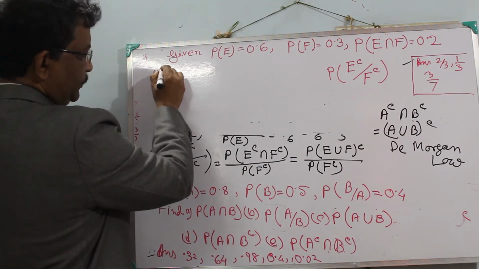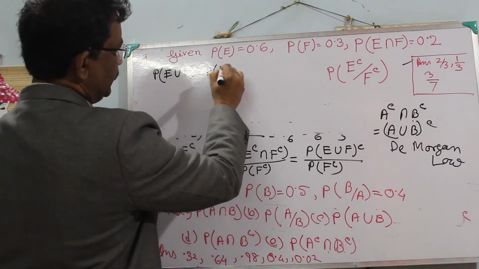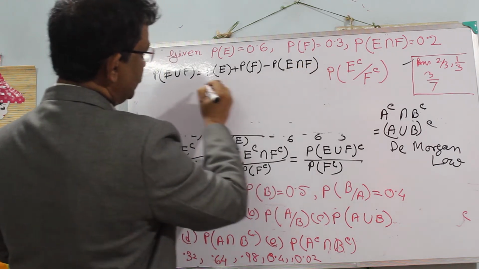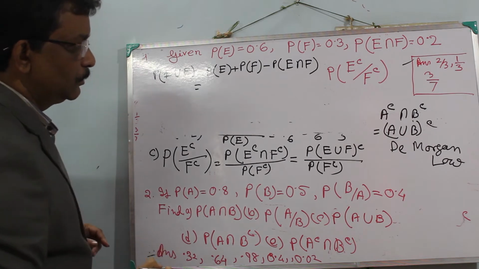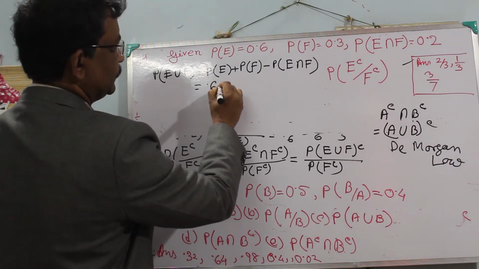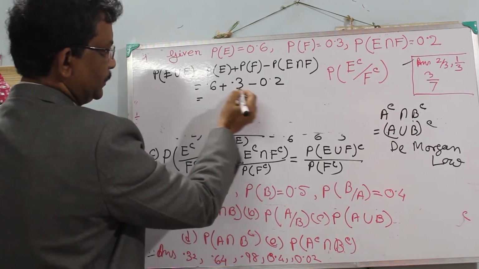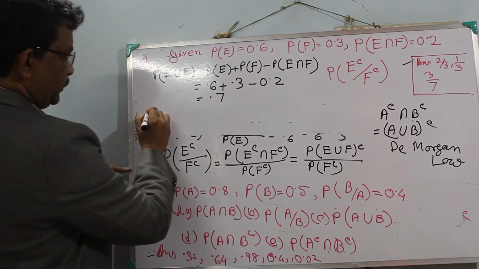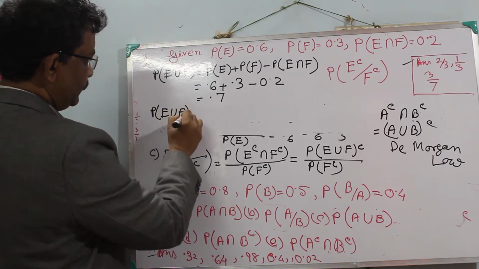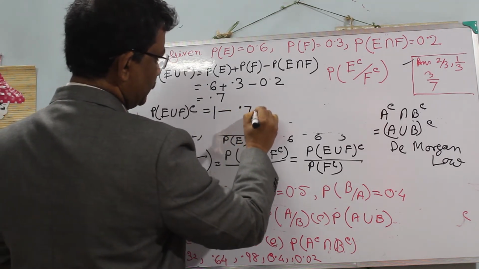So probability of E union F equal to probability of E plus probability of F minus probability of E intersection F. The probability of E is 0.6 plus 0.3 minus 0.2 equal to 0.9 minus 0.2, 0.7. Now here is probability of E union F complement. The probability of E union F complement equal to 1 minus this, 1 minus 0.7 equal to 0.3.